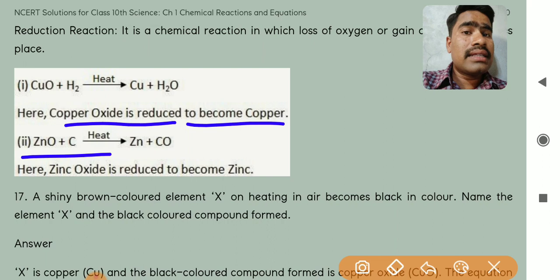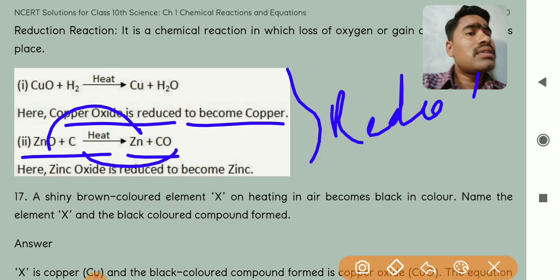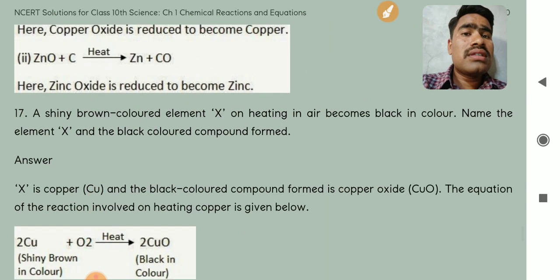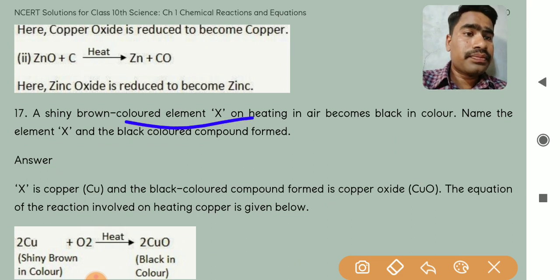And then the second example, zinc oxide plus carbon forms zinc plus carbon monoxide. So zinc is getting reduced and carbon is getting oxidized. So this is an example of a redox reaction also. It is also an example of a redox reaction, but if you see just the reduction, it has a reduction itself.